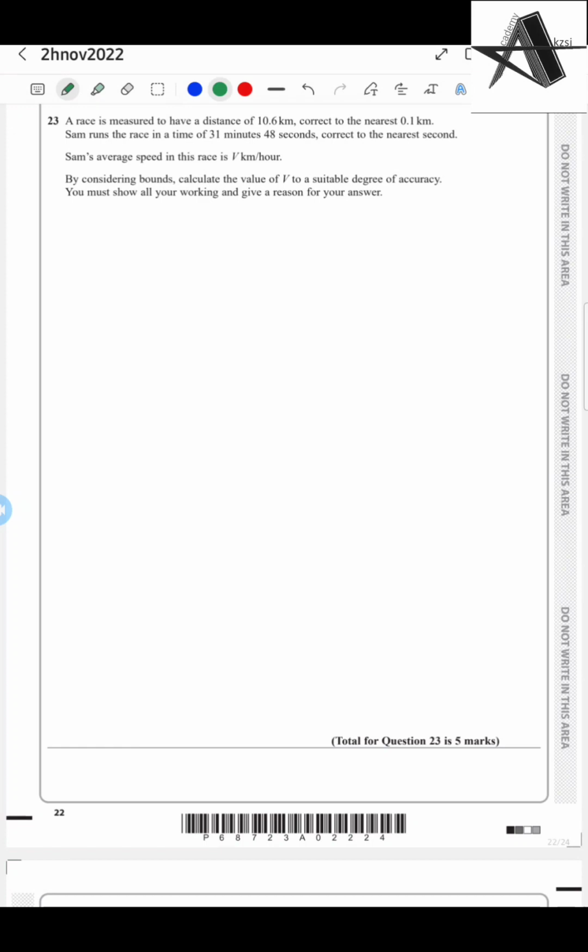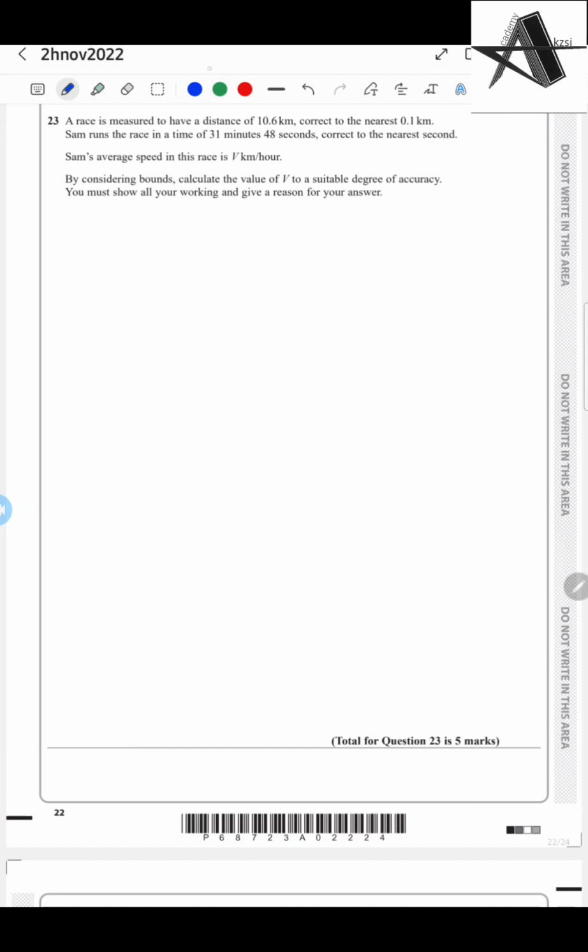A race is measured to have a distance of 10.6 kilometers, correct to the nearest 0.1 kilometer. Sam runs the race in a time of 31 minutes 48 seconds, correct to the nearest second. Sam's average speed in this race is v kilometers per hour. By considering bounds, calculate the value of v to a suitable degree of accuracy. You must show all your working and give a reason for your answer.